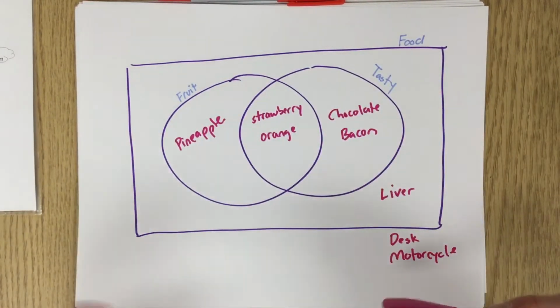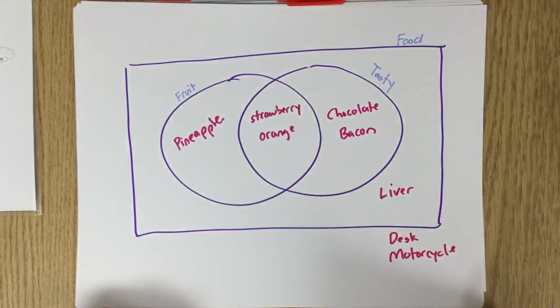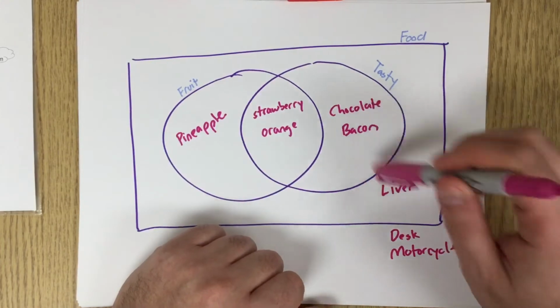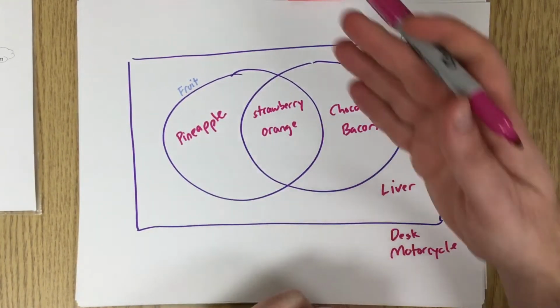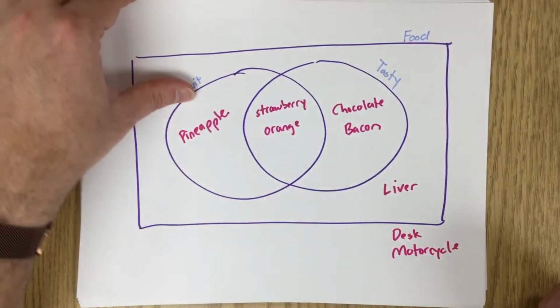So now let's say I want to know what a fruit was. These three are fruits. What's tasty? These four things are tasty. What's not a fruit? These things are not fruits. What's not tasty? These things are not tasty.